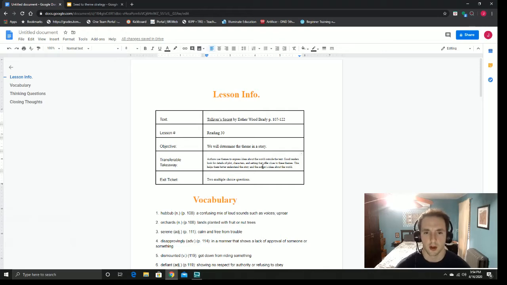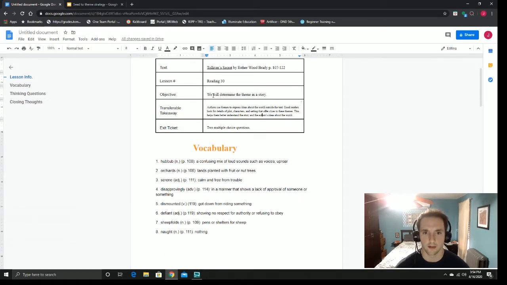We're going to look more into exactly how we're going to do this in a moment, but first, as always, we'll go over vocabulary. We'll get our brains activated to what we're discussing today. The first word that you'll see is hubbub. It's a confusing mix of loud sounds such as voices or an uproar. Just a lot of loud noises. When you walk into the cafeteria at school, there's a lot of hubbub going on.